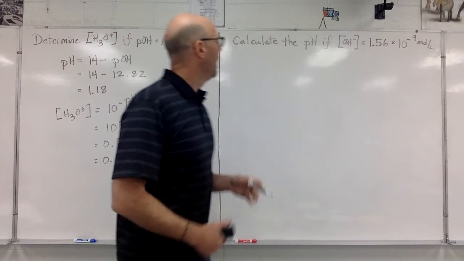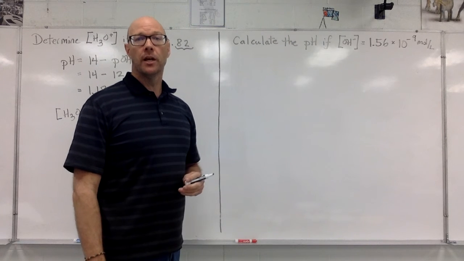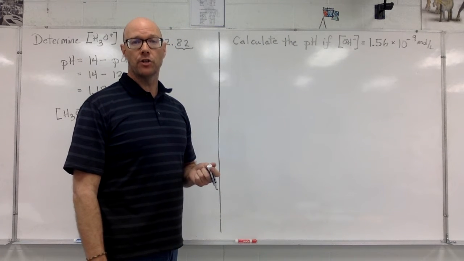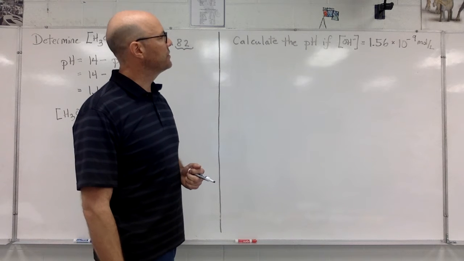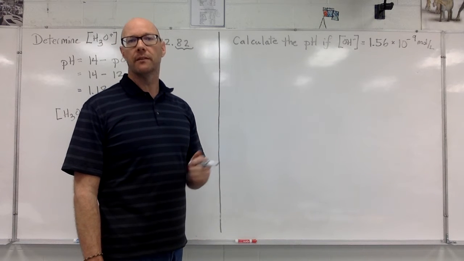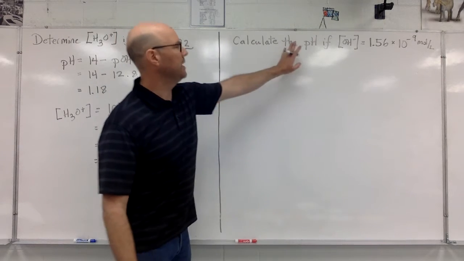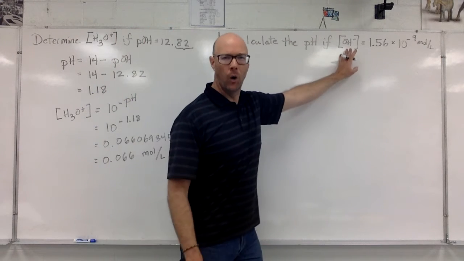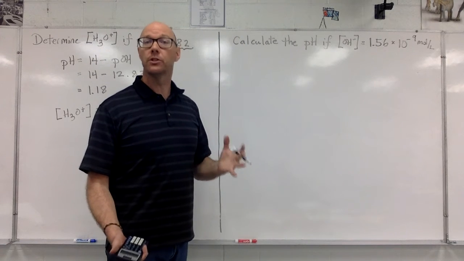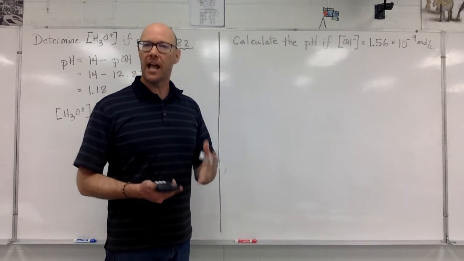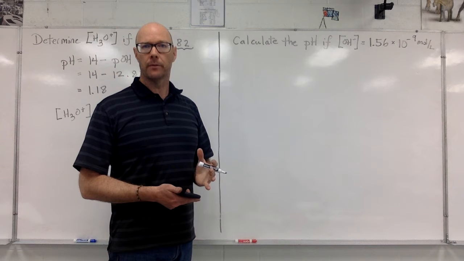Second example: calculate the pH if the hydroxide ion concentration is equal to 1.56 times 10 to the power of negative 9 moles per liter. Again, it's not a match. pH, OH, that's not the same. It's not a match, which implies I have this extra step to think about.